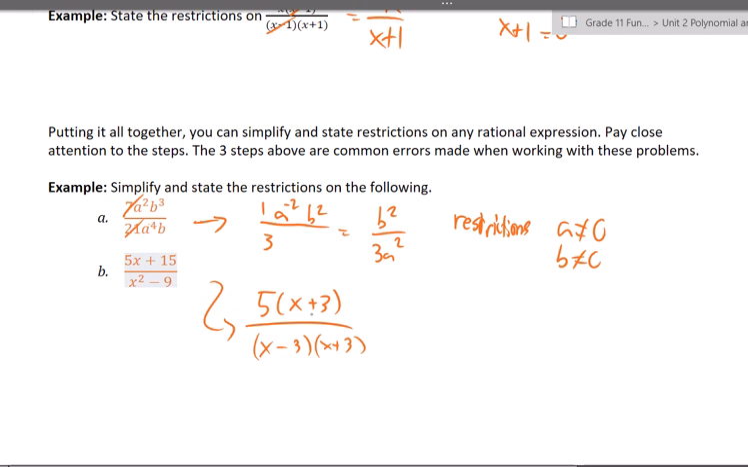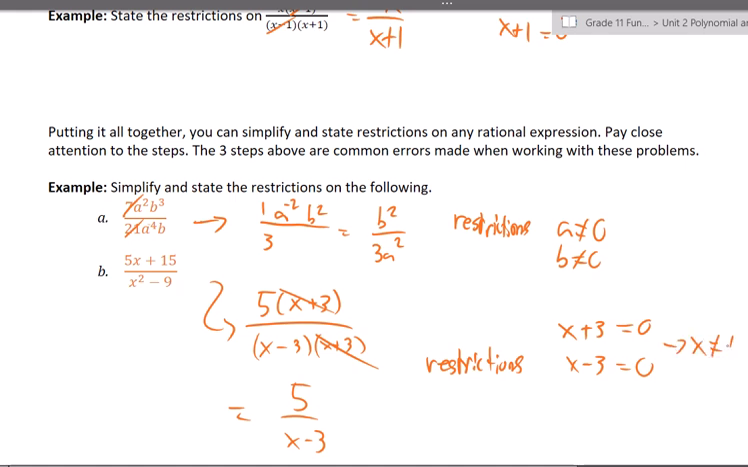And now we can see that we have a shared factor on the top and bottom. We have x plus 3. We can cancel those out. And that gives us 5 over x minus 3. And our restrictions here are that we had x plus 3 that we canceled out, so we have to set that not equal to 0, and we had x minus 3 on the denominator still, that we can set not equal to 0. So here, this gives us that x cannot equal plus or minus 3.